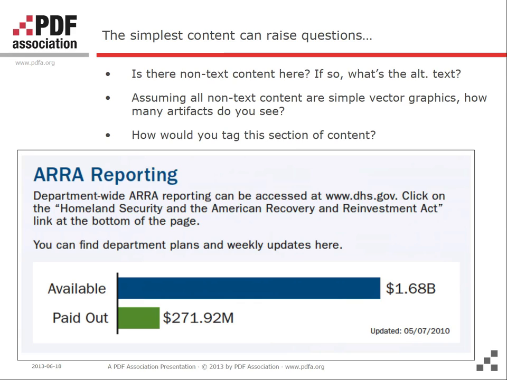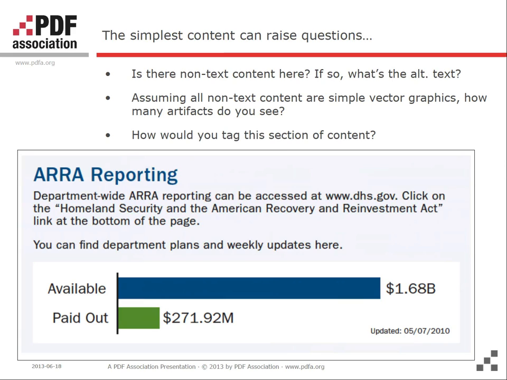Now we come to something that's looking awfully graphical. We have effectively a horizontal bar graph here, two parameters, available and paid out, and then values for each one of those. There are a variety of options to tag this. One option, and I would not be able to distinguish, if somebody said to me, I'm going to tag this as a figure and add alternative text to it, I might wince, but I would accept it. It's not wrong to do that.